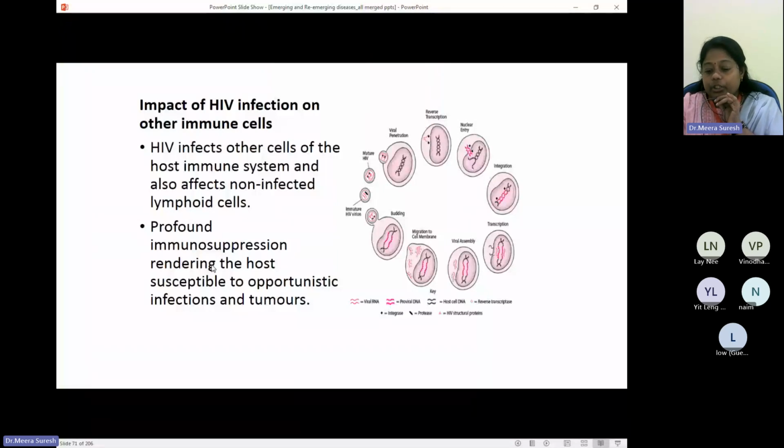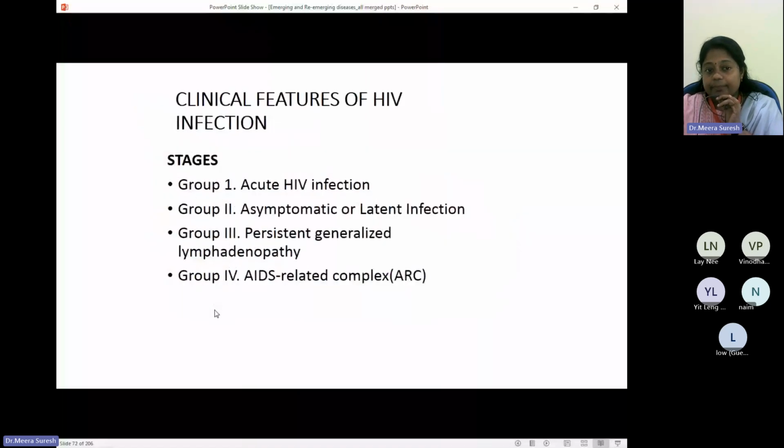So here there will be profound immunosuppression, and I told you how this is happening: because CD4 cells, that is the T lymphocytes, are decreasing, and we need these CD4 cells, or the helper T cells, for the activation of the B cells so that antibody-mediated immunity can be done, but even that is affected. So there will be profound immune suppression, which results in opportunistic infections and many tumors.